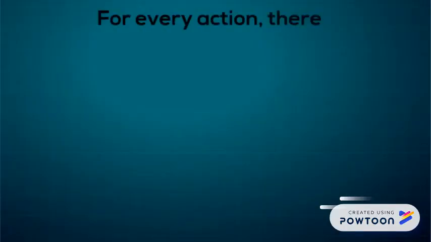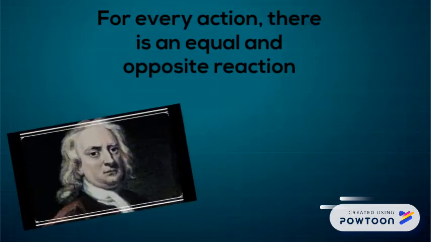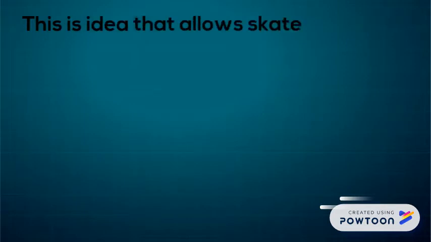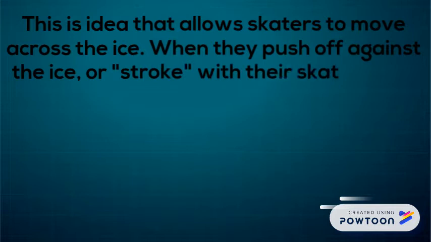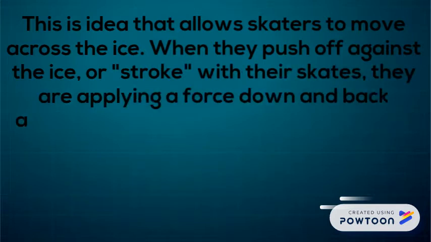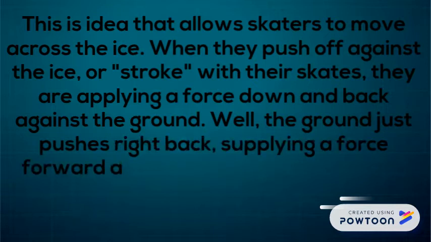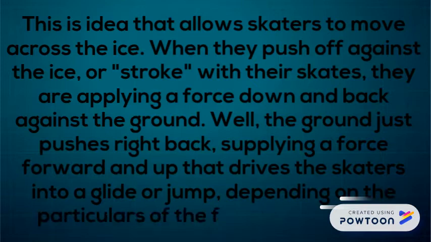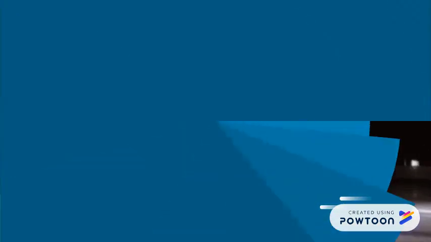For every action, there is an equal and opposite reaction. This was said by Isaac Newton and is referred to as his third law. This is the idea that allows skaters to move across the ice when they push off against the ice or stroke with their skates. They are applying a force down and back against the ground. Well, the ground just pushes right back, supplying a force forward and up that drives the skaters into a glide or jump, depending on the angle of the force they applied. Since the forward push is resisted only by a slight friction of the ice, the skater can glide easily.